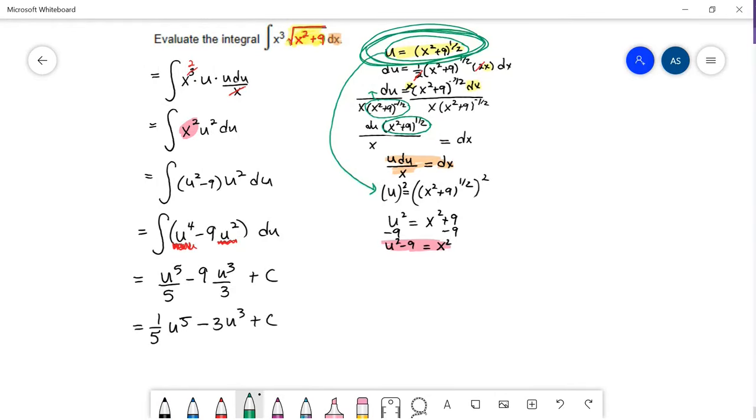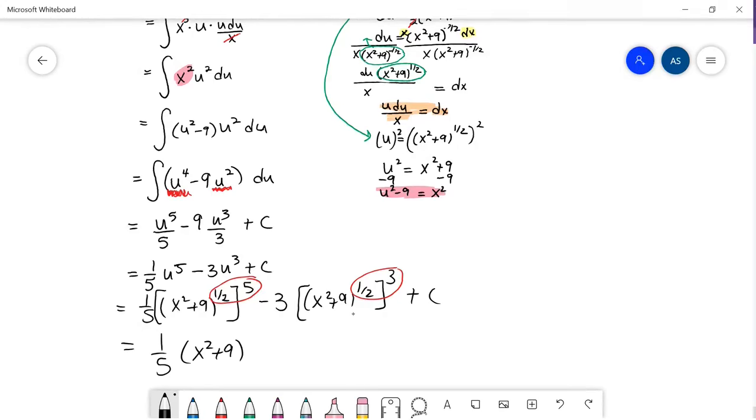We'll use one of our exponential properties and multiply the powers. I'm multiplying these powers together, and that would give me 1/5 times x squared plus 9 to the 5/2 minus 3 times x squared plus 9 to the 3/2 plus c. Let me zoom out so you have all the work there.